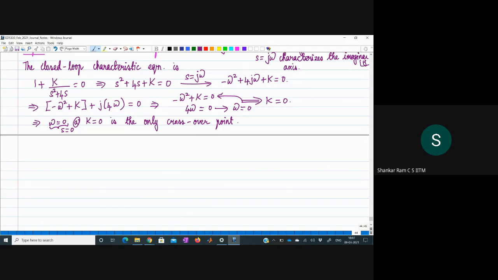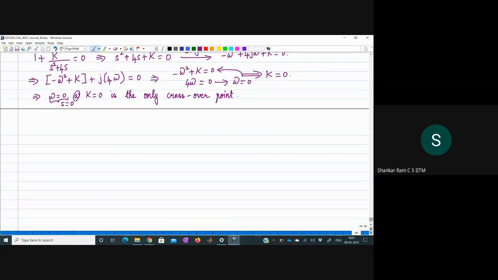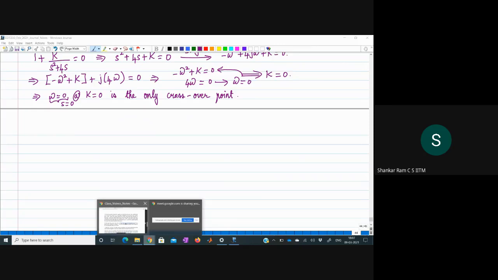So that is the implication of this particular step. So I hope it is clear, right? So how we got this particular step, all right? So essentially these constitute the 6 main steps of the root locus.